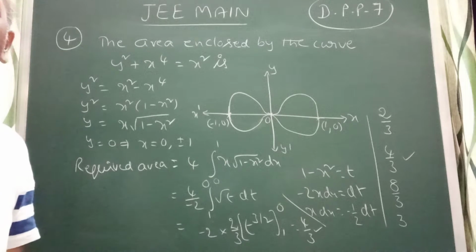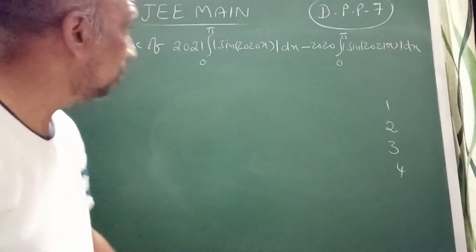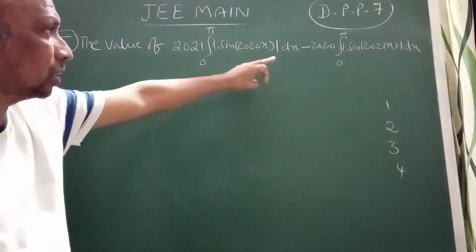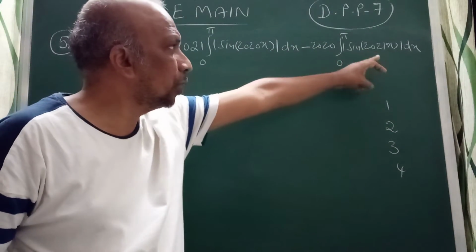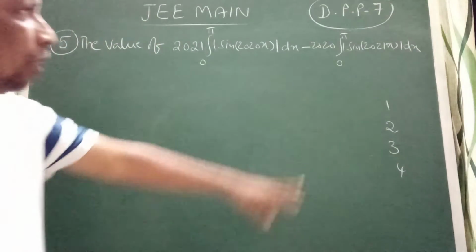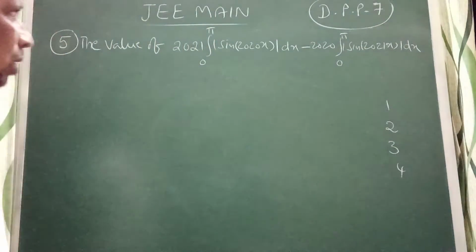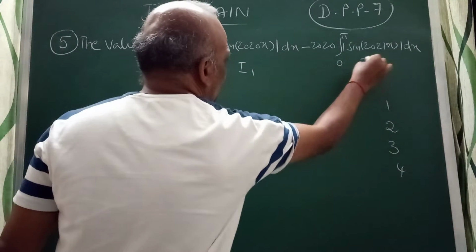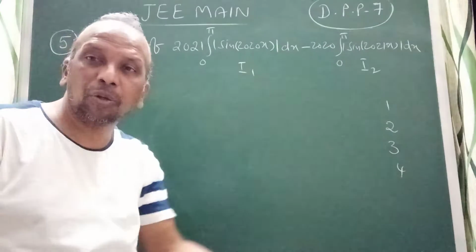Go to the next problem. In this problem they are asking the value of 2021 times the integral from 0 to pi of mod sine of 2020x dx, minus 2020 times the integral from 0 to pi of mod sine of 2021x dx. Now observe here. Let this be I1 and this be I2. If you do one, similarly you can find the other answer also.